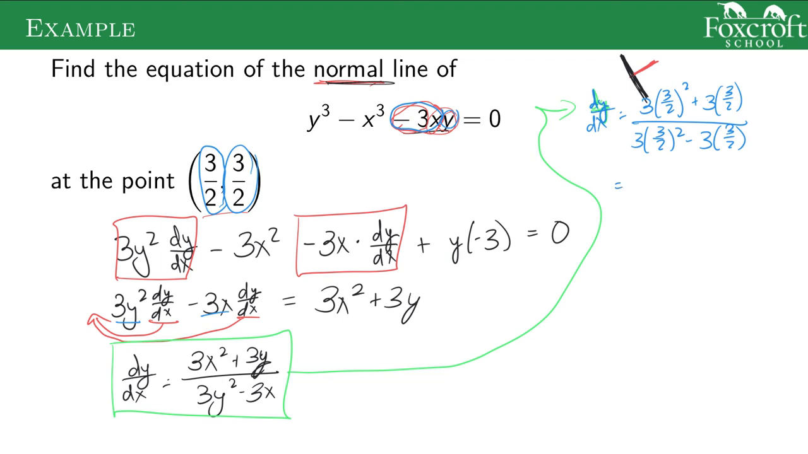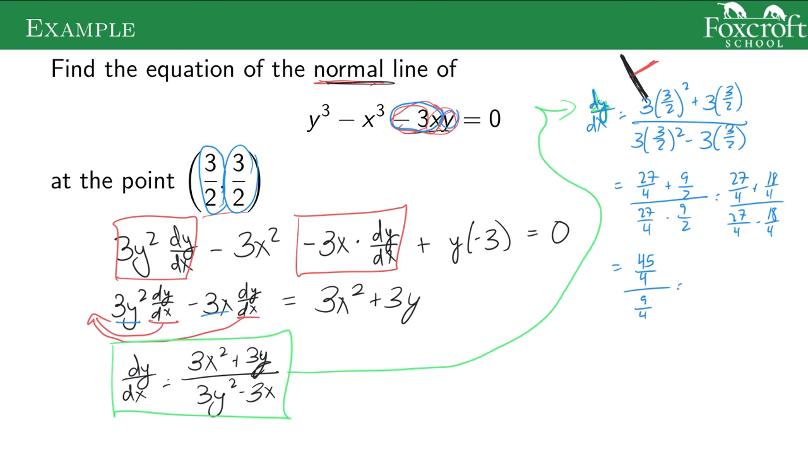And it's just going to be a bunch of simplifying. So 3 halves squared is going to be 9 fourths. So it's going to be 27 over 4 plus 9 over 2 over 27 over 4 minus 9 over 2. I'm getting a common denominator. Adding and subtracting, so 27 plus 18. I feel like I can do that in my head, but at this point, I'm just going to use a calculator. 27 plus 18, 45 over 27 minus 18 is 9.